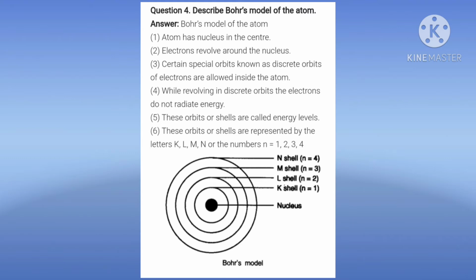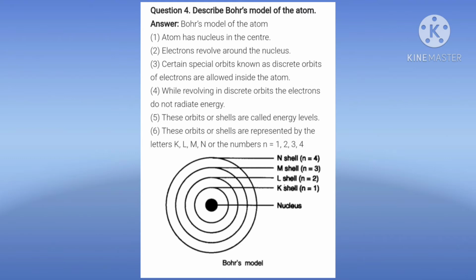Next, the last one: these orbits or shells are represented by the letters K, L, M, N, or the numbers 1, 2, 3, 4. As you can see in the diagram, students, in Bohr's model the inside one is the nucleus. After that, four orbits are present, called K, L, M, N, or simply n equal to 1, 2, 3, 4. The innermost is K, then L, then M, and the outer one is N. According to their atomic number, the electrons are arranged in different shells.